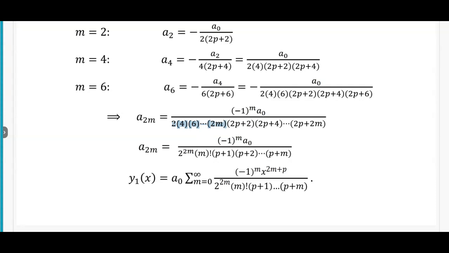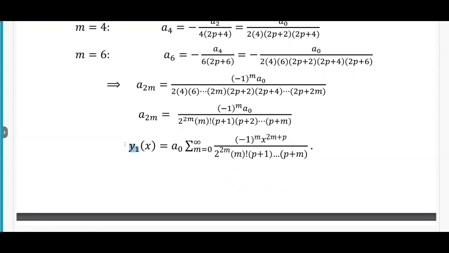Oh, here we have m of 2's, right? And here we have another m of 2's because we factor out 2 from these two. After we factor out 2, we have p plus 1, p plus 2, up to p plus m. So we have p plus 1, p plus 2, p plus m.